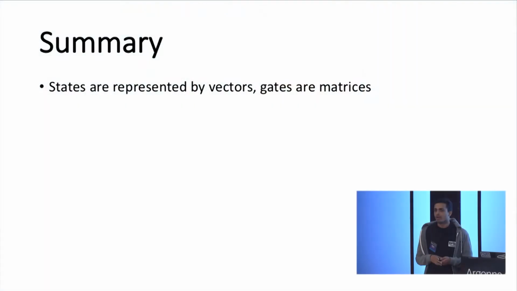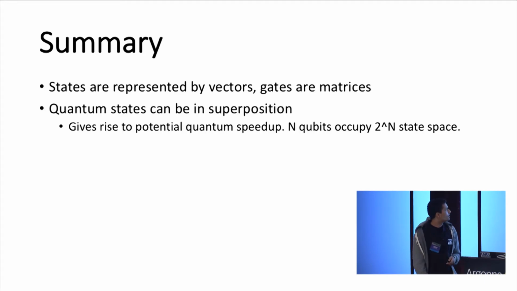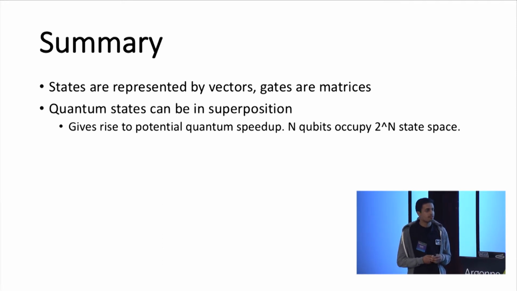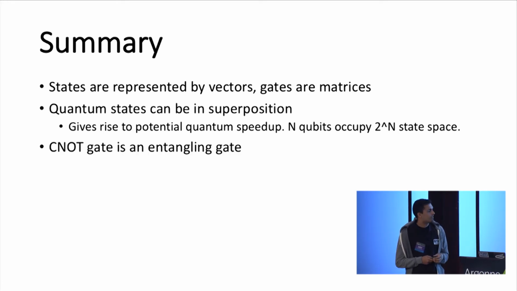So again, in quantum computation, we think of states as being represented by column vectors, and the gates that operate on them are represented by matrices. The quantum states can be in these superposition states. You saw those vectors of all ones. And that's part of where we get the speed up of quantum computation. If you have n qubits, you're operating on a 2 raised to n state space. And then finally, the C0 is an entangling gate, which we'll see in the demo after the break.